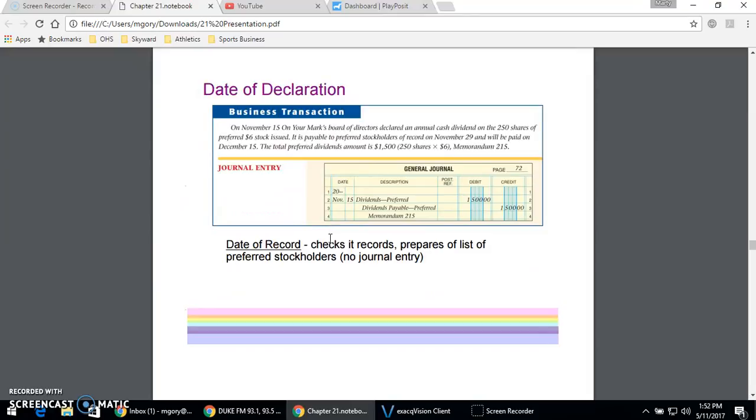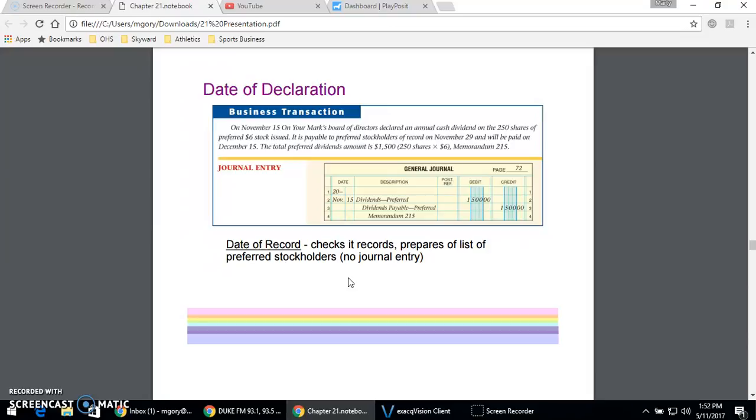All right, so on the date of declaration, on November 15th, On Your Mark's Board of Directors declared an annual cash dividend on 250 shares of $6 preferred stock. It is payable to preferred stockholders on November 29th and will be paid on December 15th.